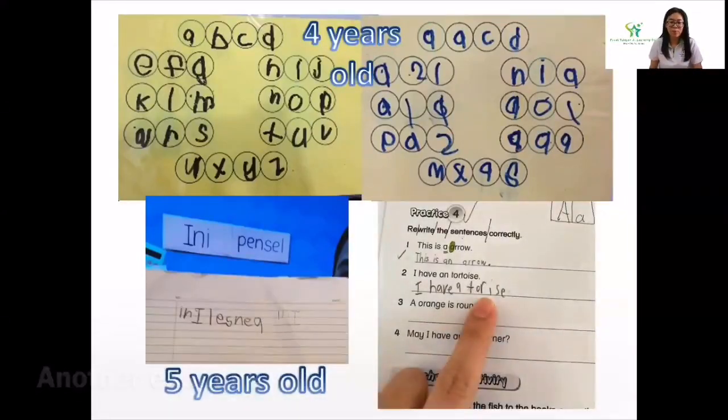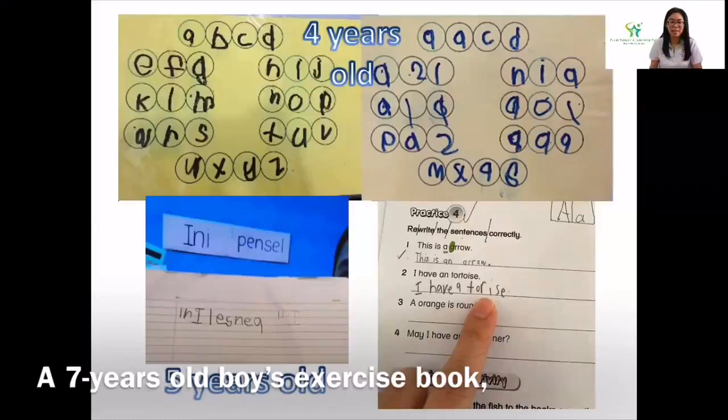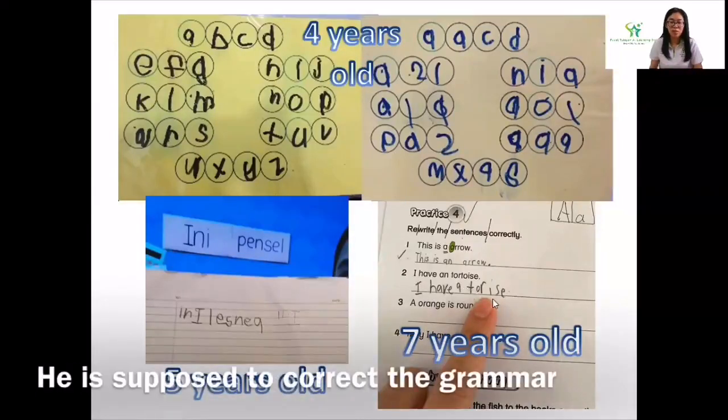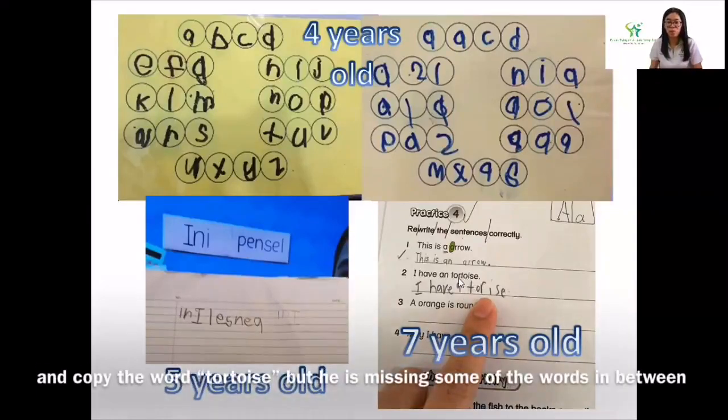Another example, 7 years old boy exercise book. So I have a tortoise. He's supposed to correct the grammar and also to copy the word tortoise, but it becomes TORISE. It is missing some of the letters in between.